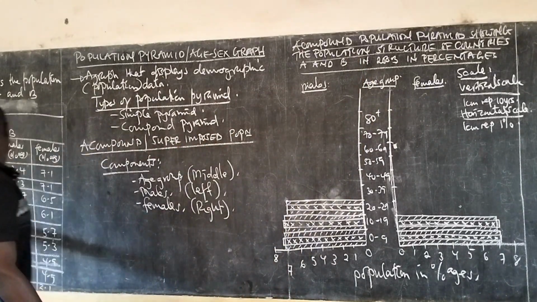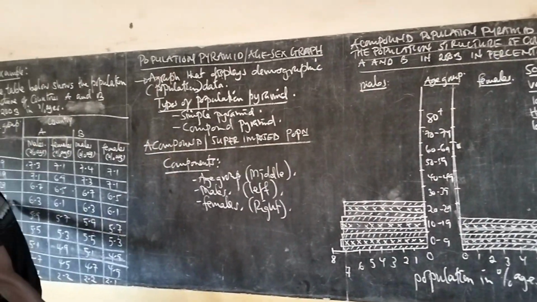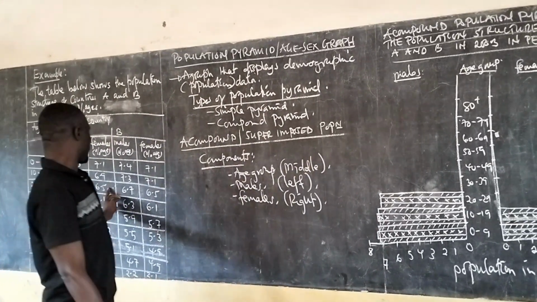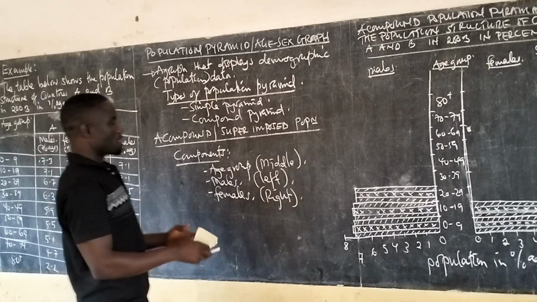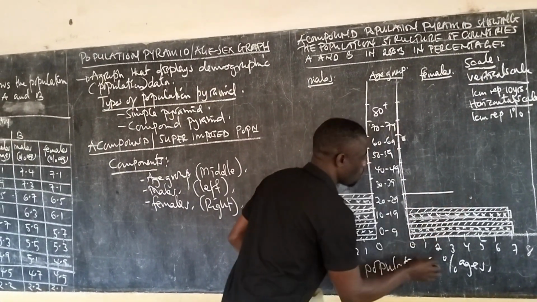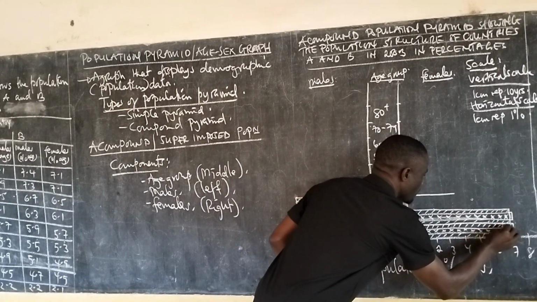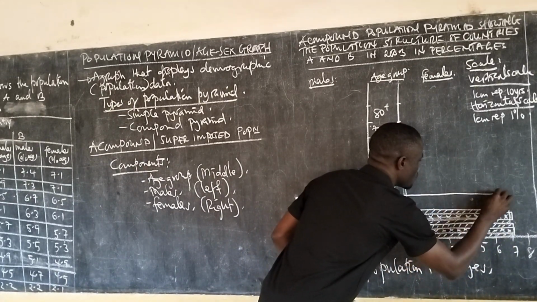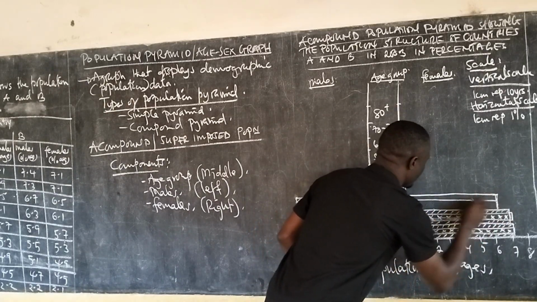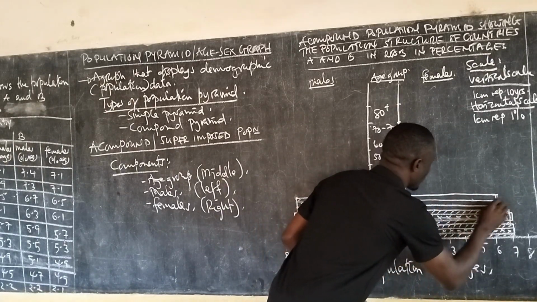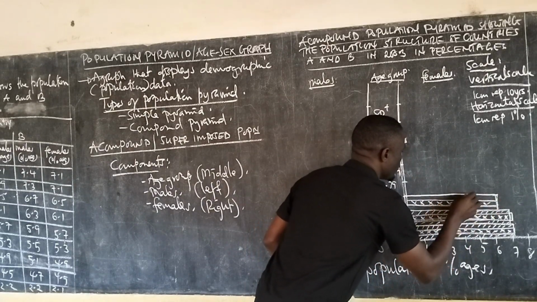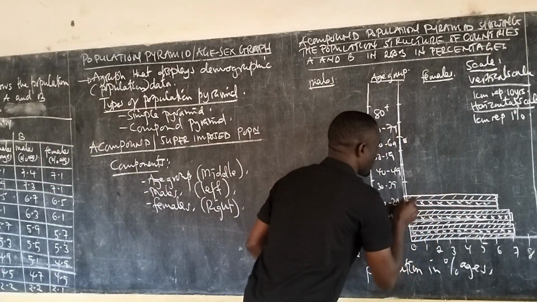So we can proceed. 20 to 29, females country A, they are 6.5. Females country B, they are 6.5. So for people who are observing the trend, here we can compare 6.5, 6.5 around here. So we said the shading is for country B, and this shading is for country A.